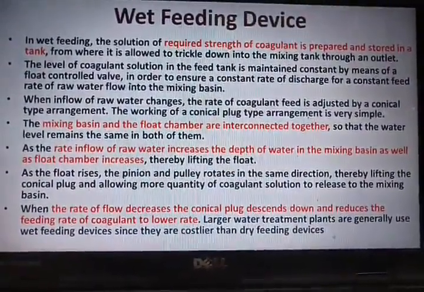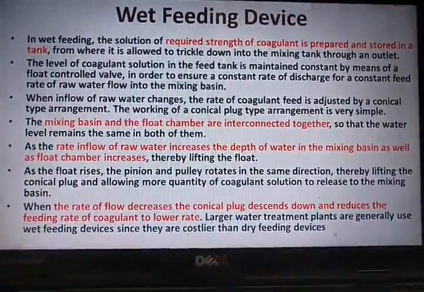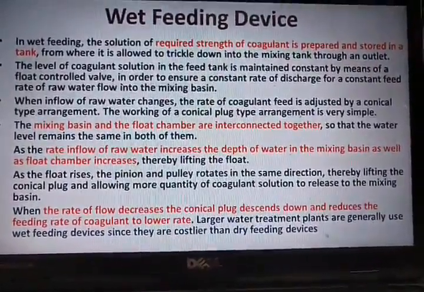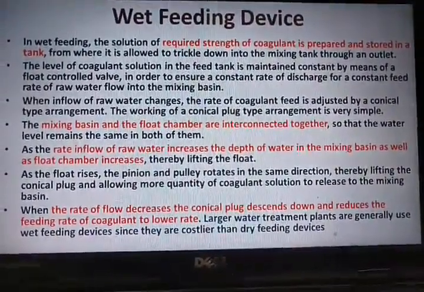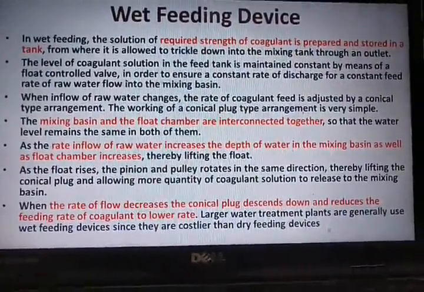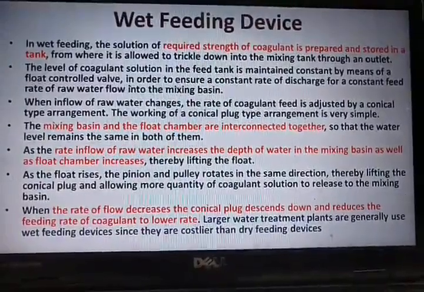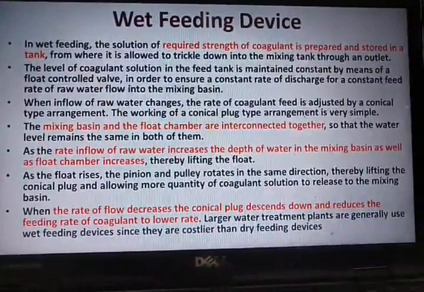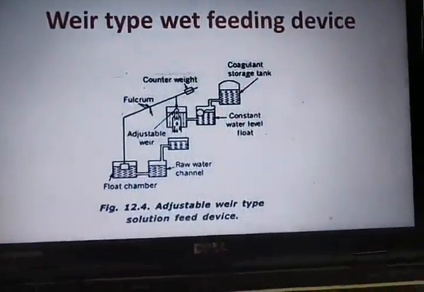When the rate of the flow of the water decreases, the conical plug descends down and reduces the feeding rate of the coagulant to lower rate. Hence, usually this type of wet feeding devices are used for larger treatment plants, because relatively these are costlier than the dry feeding devices. I'll show you a diagram so that you can understand well the mechanism used in the wet feeding devices. This is one type of weir type of wet feeding devices.